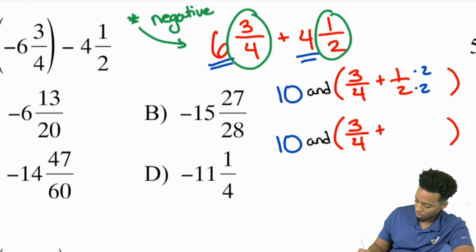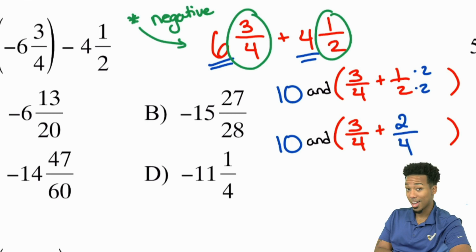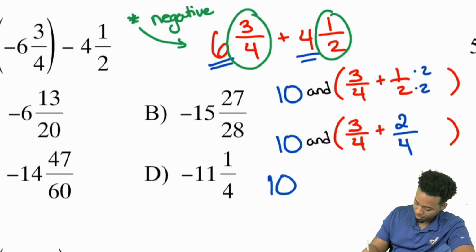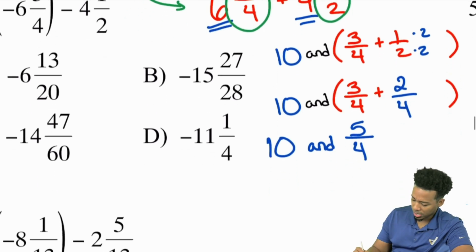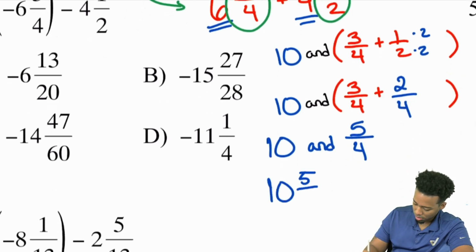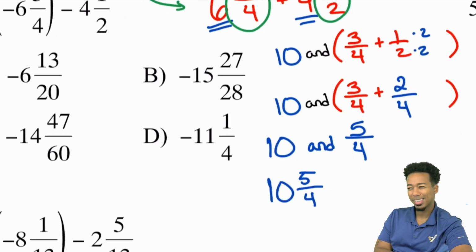1 times 2 is going to be 2. 2 times 2 is going to be 4. Do we have the same denominator now? Yeah, we do. Absolutely. And so 3/4 plus 2/4, that's 5/4. So I have now 10 and 5/4. Are we done? No, because 10 and 5/4, that's a mixed improper fraction. That's not going to make a lot of sense.